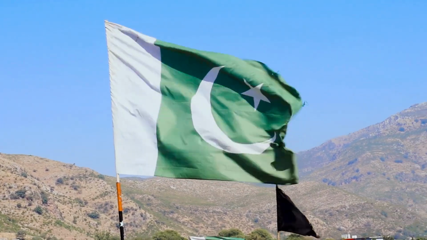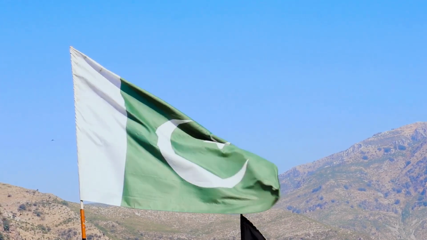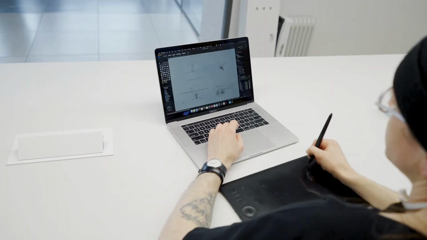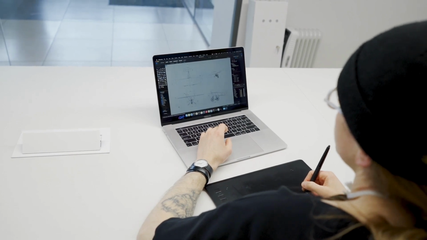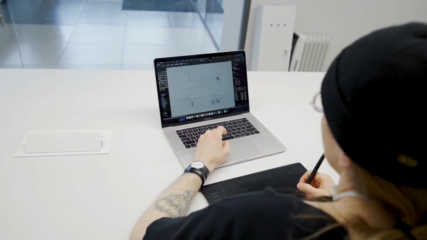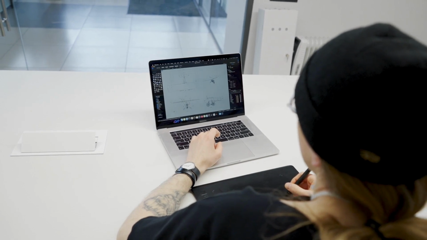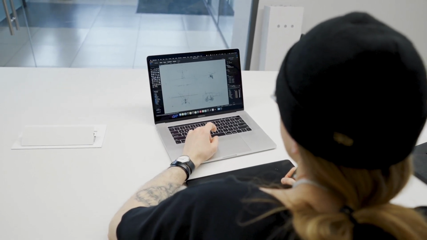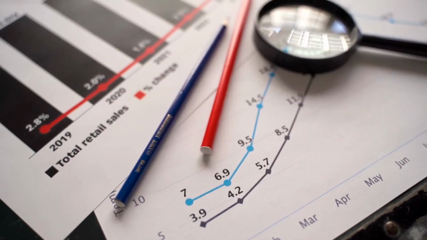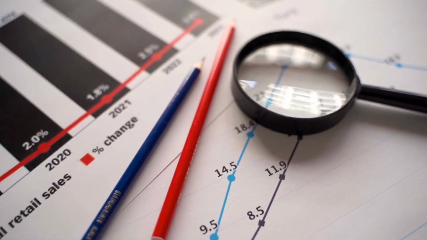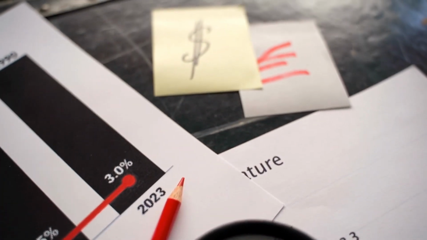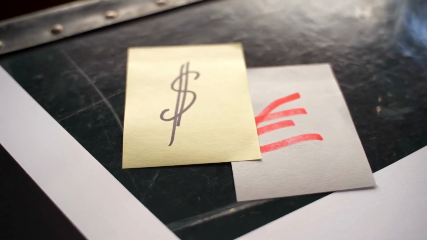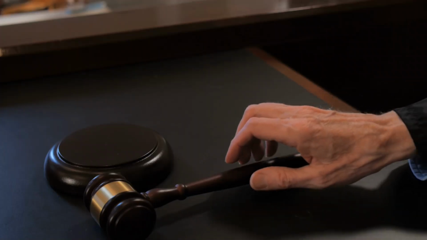So that being said, let's move on to sales tax for online stores. Pakistan has a sales tax system similar to VAT. If you sell goods or services online, you need to register for sales tax with the Federal Board of Revenue. Also, keep detailed financial records, track your income, expenses, sales, and purchases, and file your tax return on time to stay compliant. Remember, you want your business to always be on the right side of the law.